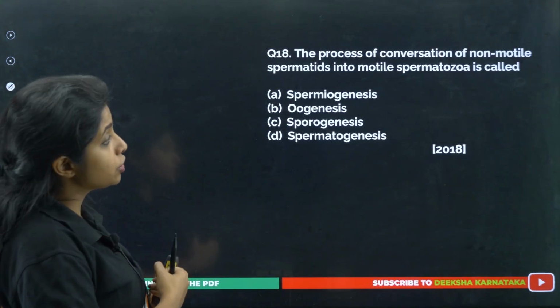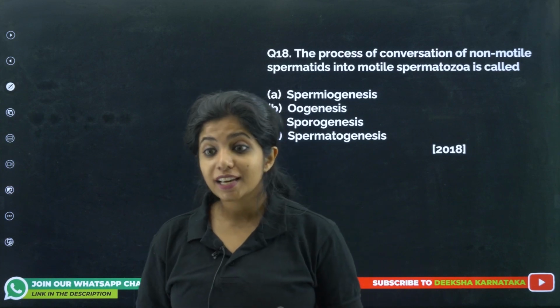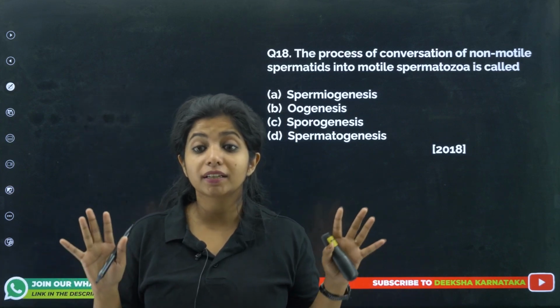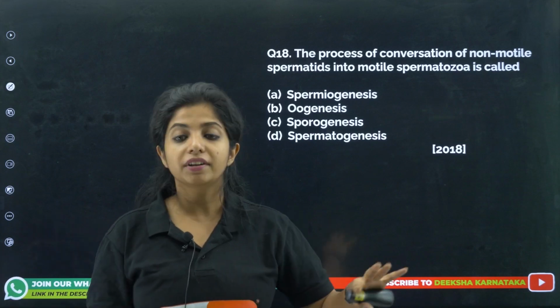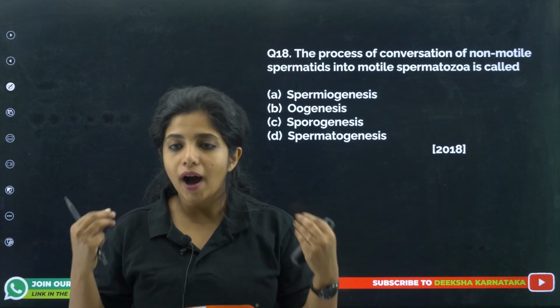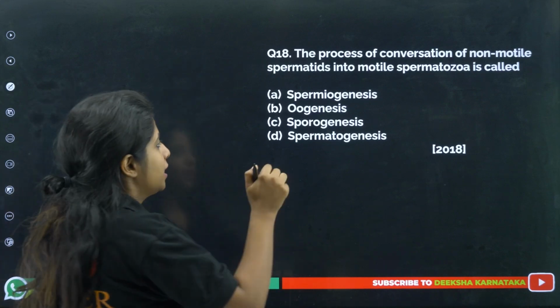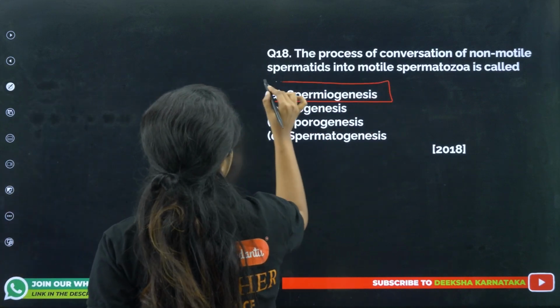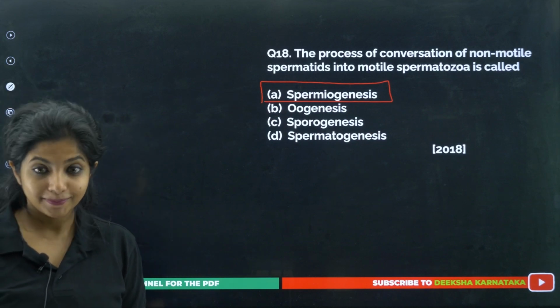The process of conversion of non-motile spermatids into motile spermatozoa is called what? I told you, they are like kids, they are round, so you have to change their shape into having a tail and everything, which is now they will be known as spermatozoa, and this process is known as spermiogenesis. Okay, this is a 2018 question.